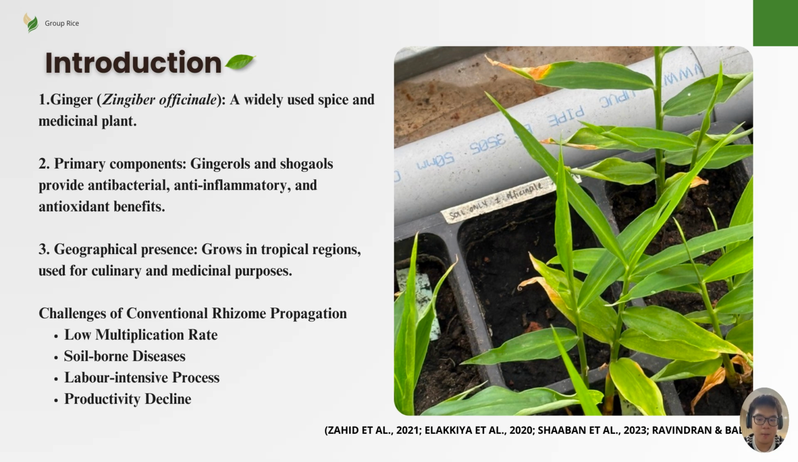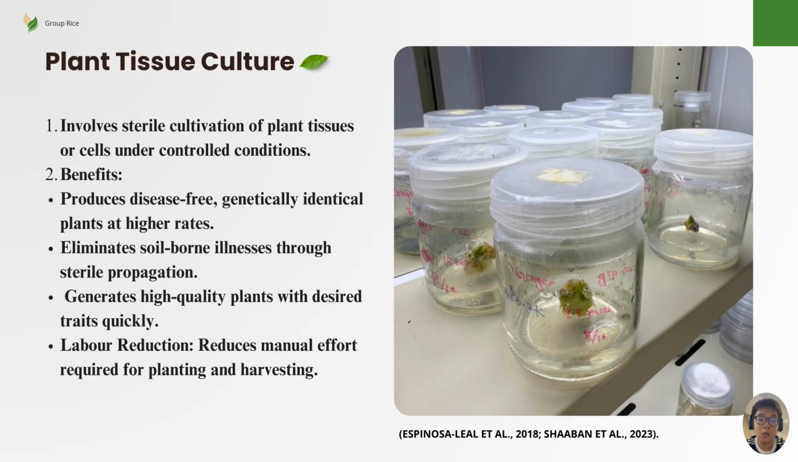Last but not least, productivity decline. Over time, continuous cultivation leads to reduced soil fertility and diminishing yields. So, to overcome the challenges of conventional propagation, plant tissue culture is emerging as a groundbreaking solution. Plant tissue culture involves the sterile cultivation of plant tissues under controlled conditions. This method offers several advantages.